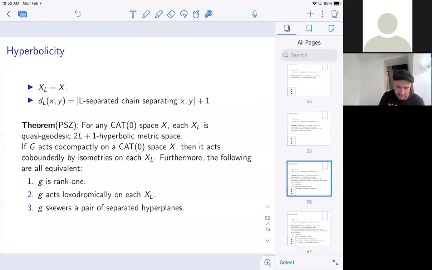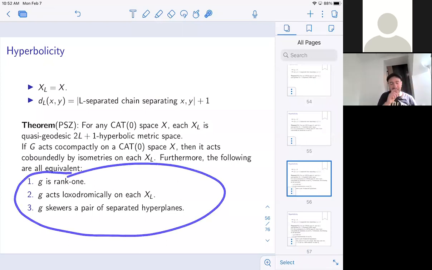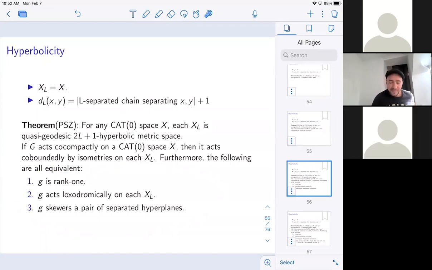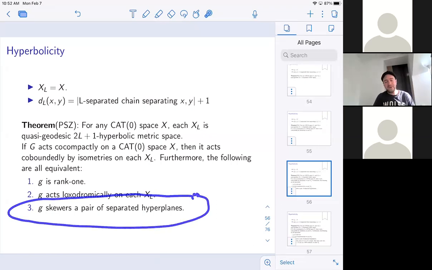So what do we also have? One of the things that we'd like to understand about CAT(0) groups is when does a CAT(0) group contain a rank 1 isometry? And this theorem here gives you a characterization of when that happens. Namely, an element G is rank 1 if and only if it acts loxodromically on one of these XLs, if and only if it skewers a pair of separated hyperplanes.